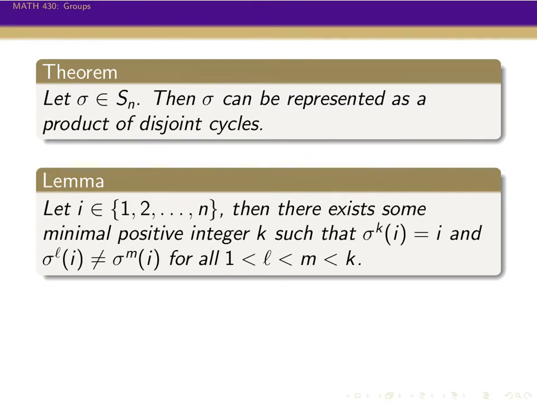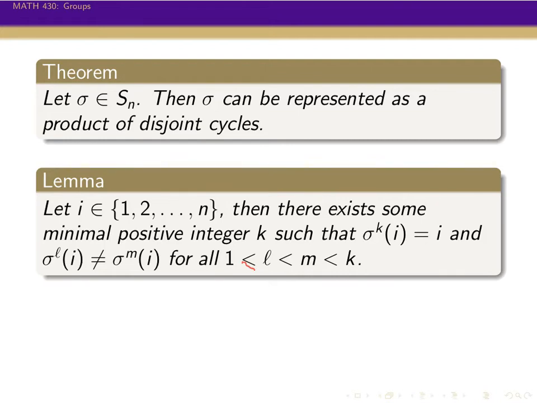Then there's going to exist some minimal positive integer k such that sigma to the k, so applying sigma k times onto I, gives us back I, and if we do it any fewer times, if we look at sigma 1, sigma 2, all the way up to sigma k minus 1 of I, all of those are going to be distinct. So no two of those equal each other for any L and M between 1 and k.